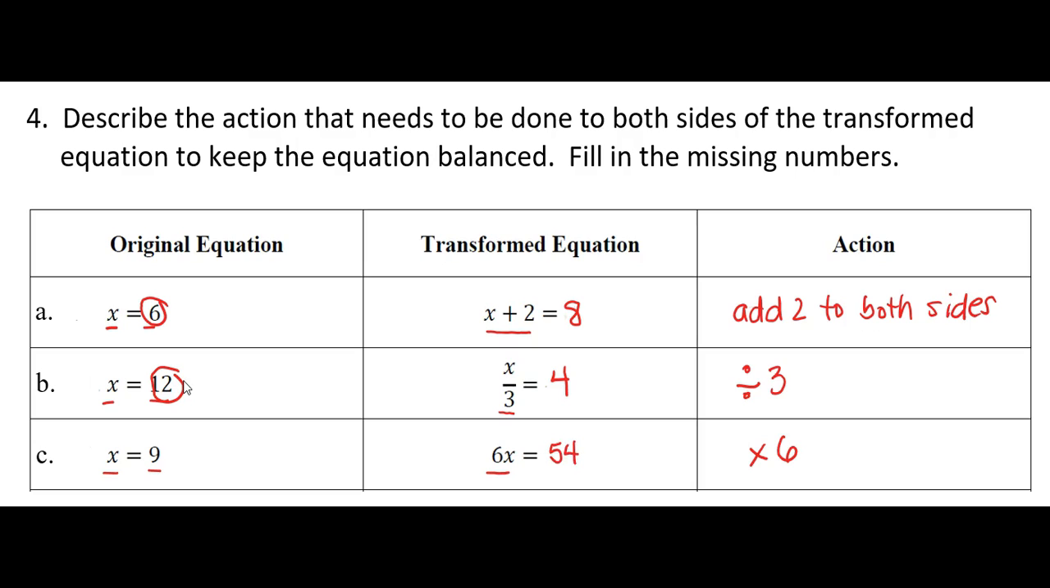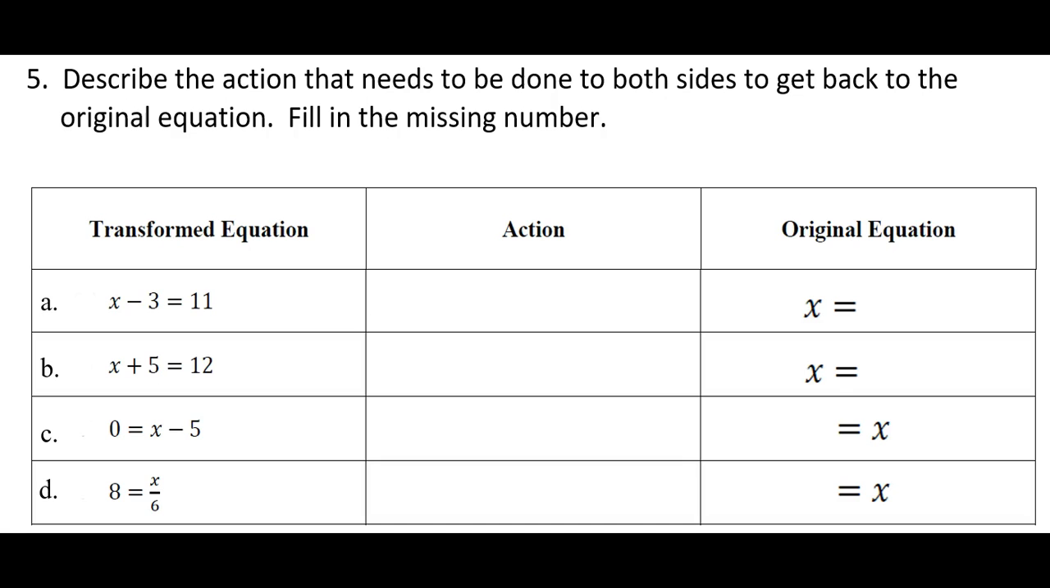So again, as long as I'm performing the same operation or the same action on both sides, I'm keeping the equation balanced. Here I've been given an equation that's been transformed already, and I want to get it back to the original equation showing the value of x. And again, I'm going to change both sides of the equation in the same way.